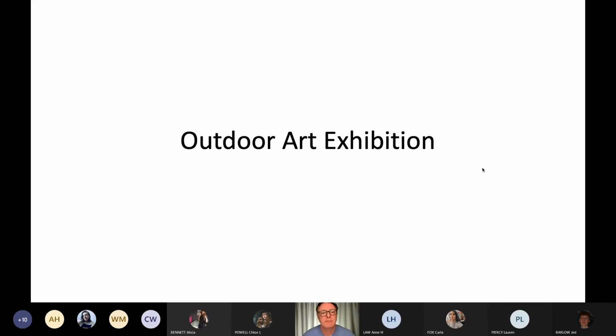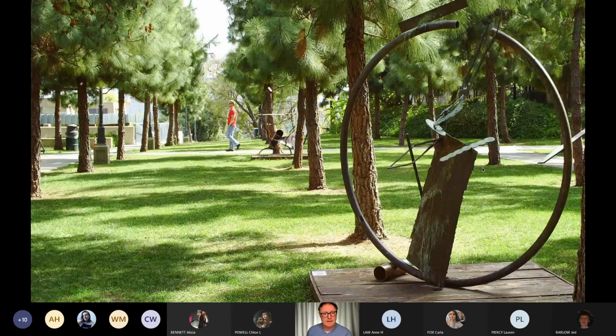Let's do another one. So how about an outdoor art exhibition? All right, so there's a couple of things there to unpack. We've got outdoor and we've got art exhibition. So we can split it into two. So effectively, this is an outdoor exhibition.